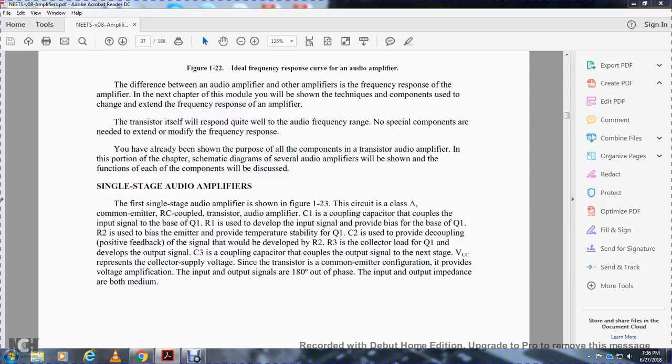The voltage represents the supply voltage. The transistor's common emitter configuration provides voltage amplification, with the input and output signals 180 degrees out of phase, and the input and output impedance are both medium.